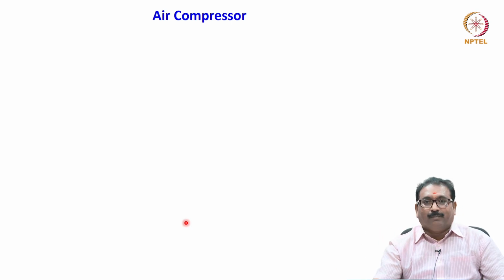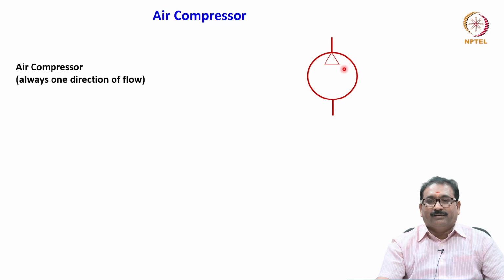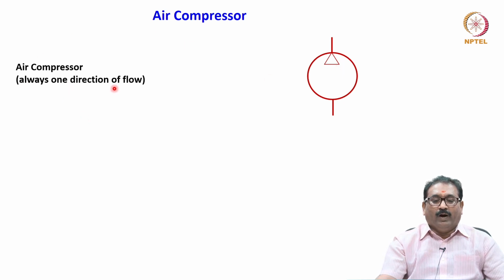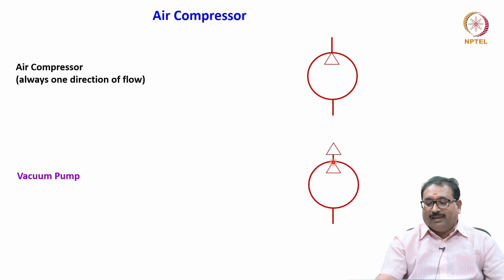How to represent this compressor? See here, do not think the pump symbol and compressor symbol are the same. Here the triangle is not filled. When the triangle is not filled, you immediately know it is an air compressor. But remember, friends, one more thing: always one direction of flow only. Then you will see one more triangle I am putting here, it is known as a vacuum pump.